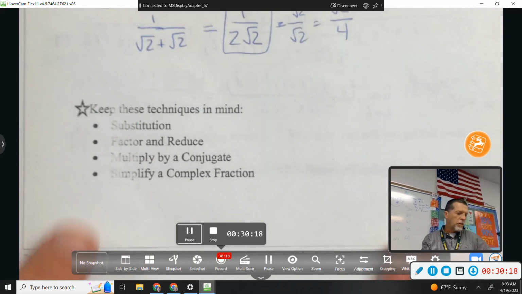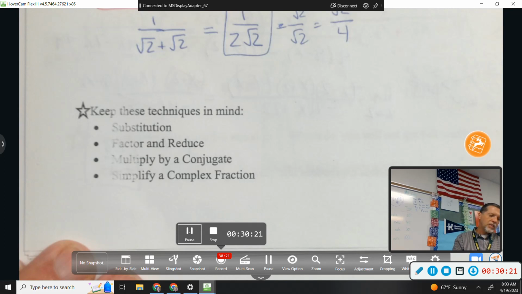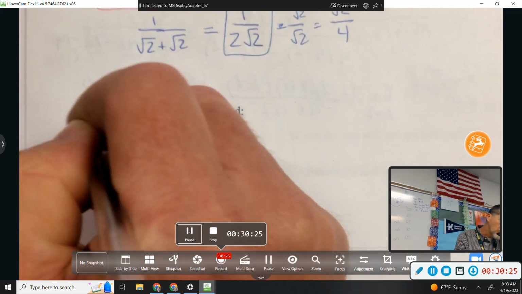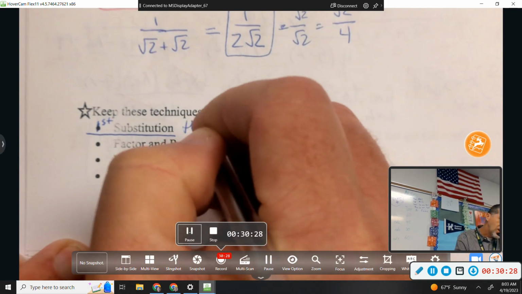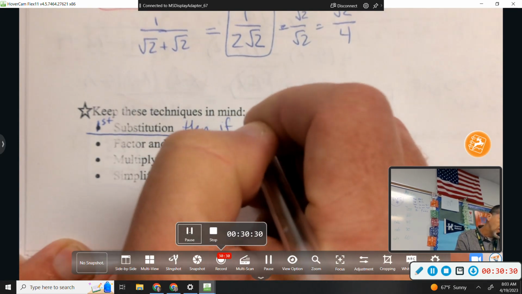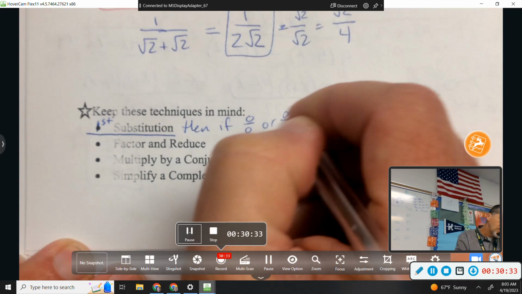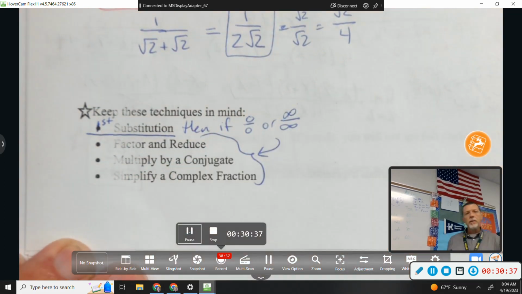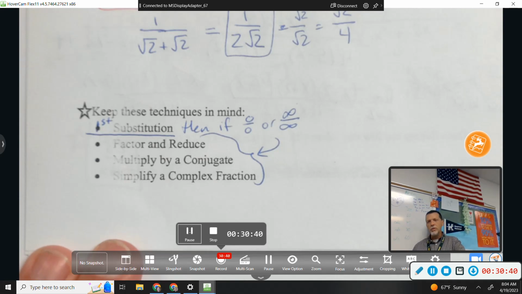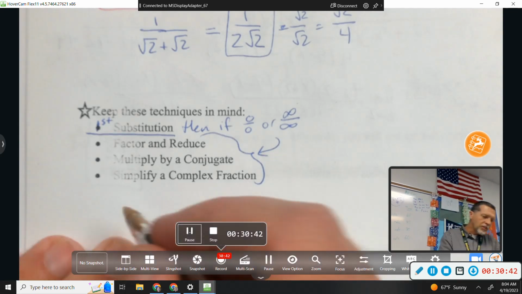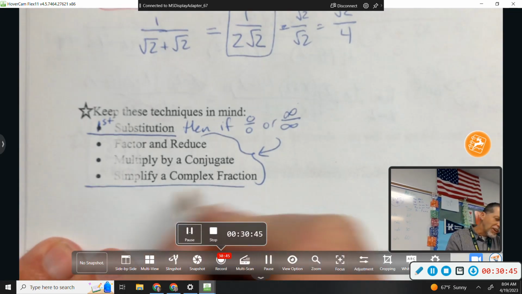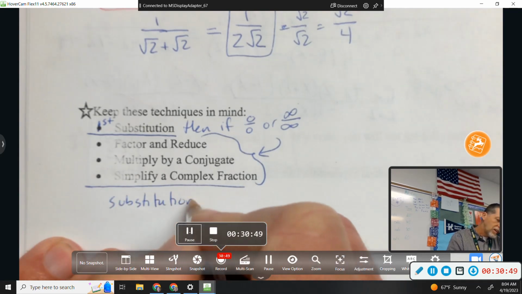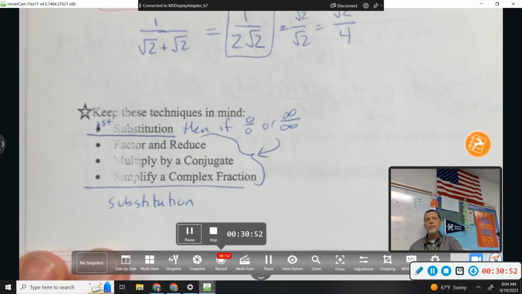Here's your summary. We've said this a whole bunch of times. Keep these techniques in mind. I'm just going to reorder this. First, substitution. Then, if you get 0 over 0, or infinity over infinity, then you try one of the others. So you always start with substitution, then you try the others, and then once you try the others, you go back to substitution and hope that you fixed the problem.